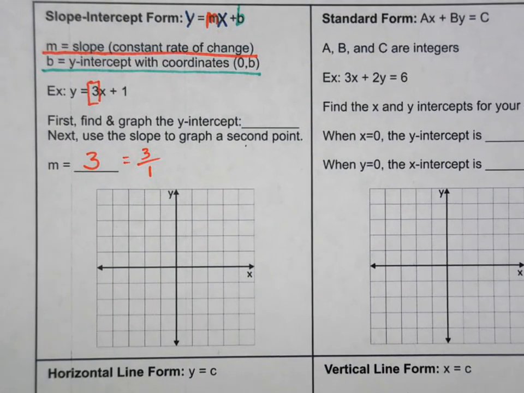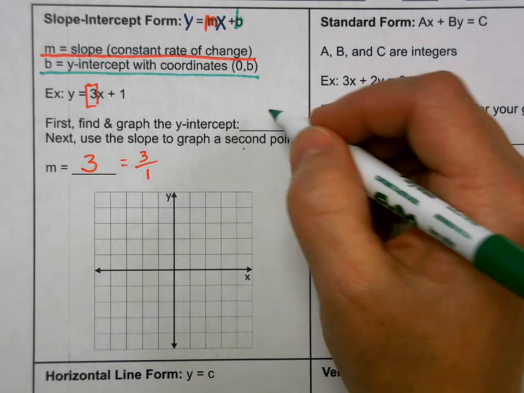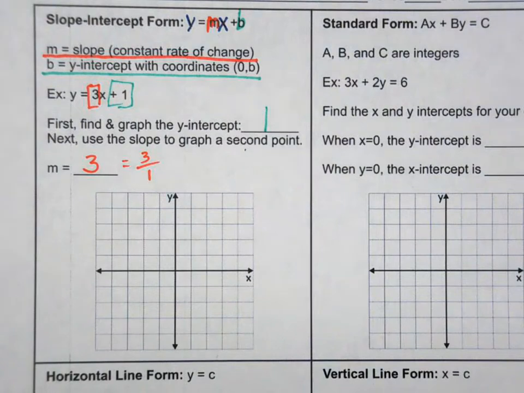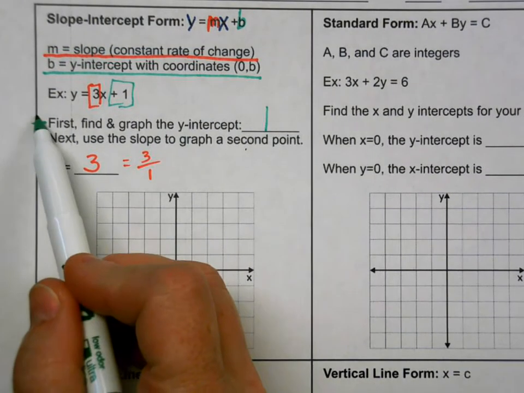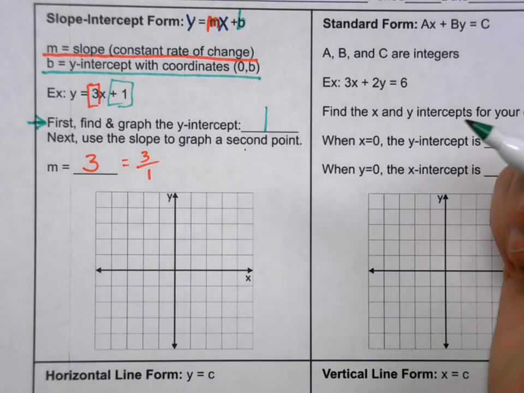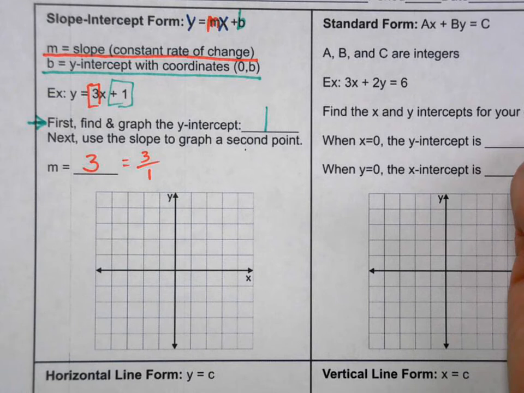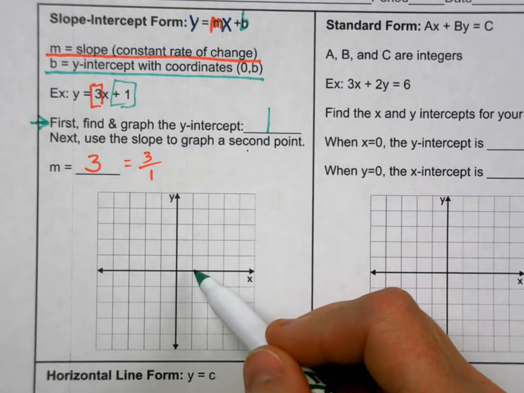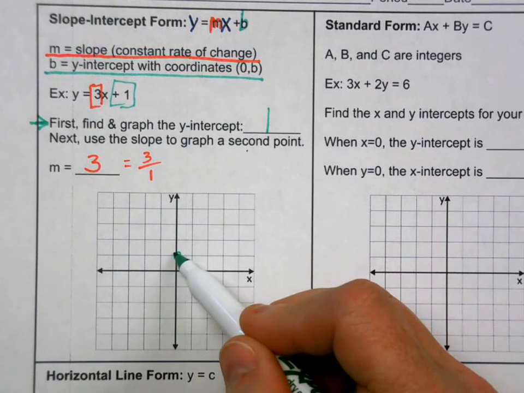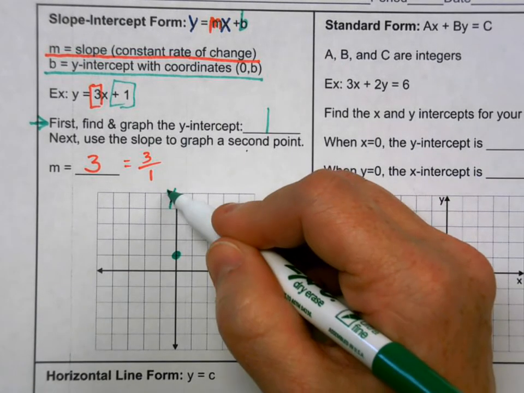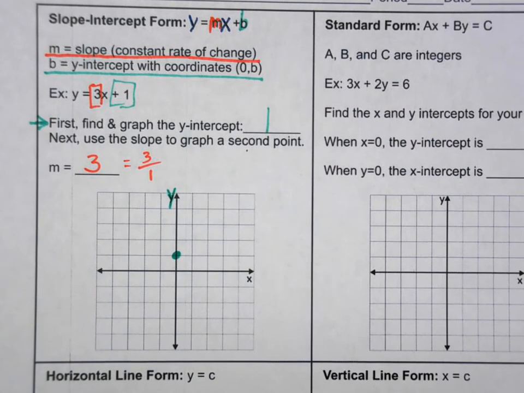What's our b going to be? 1. A positive 1. Okay, so notice that it does say that the first step is to find and graph the y-intercept. So where is my y-intercept? It would be 0, 1. So from the origin, do I go up 1 or do I go forward 1? Up 1. Okay, that's where I'm seeing mistakes. The y-intercept is where it crosses the y-axis.